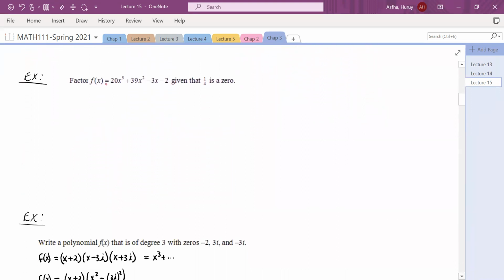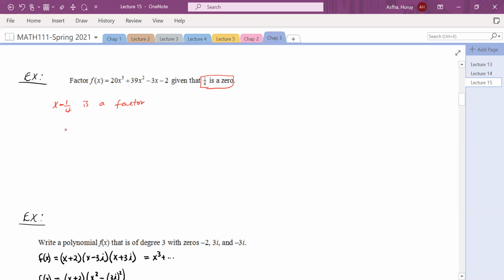Now let's factorize this function given 1 over 4 is a 0 of the function. Now we have this information. 1 over 4 is a 0 of the polynomial function. Now, what do we know by the factor theorem? If 1 over 4 is a 0, then x minus 1 over 4 is a factor. Therefore we can divide this function by this factor, and the remainder will be 0. So let's divide this and try to find the other component.